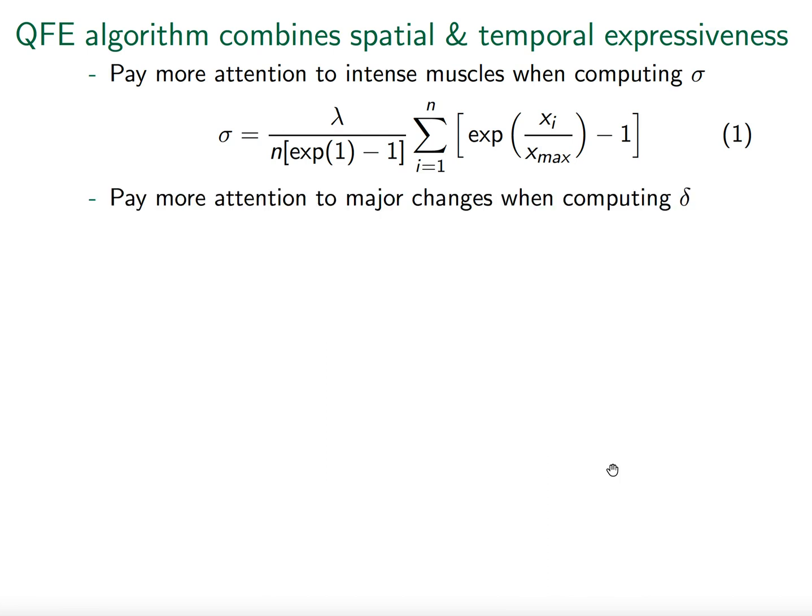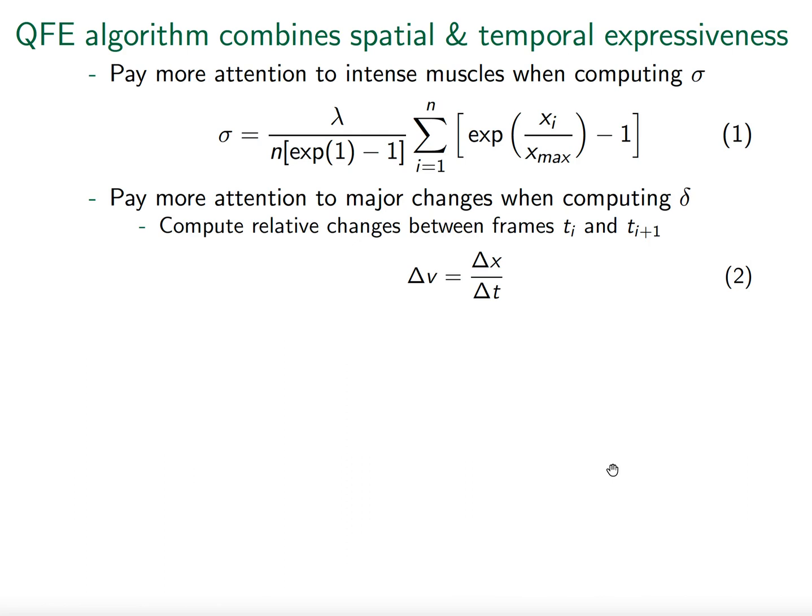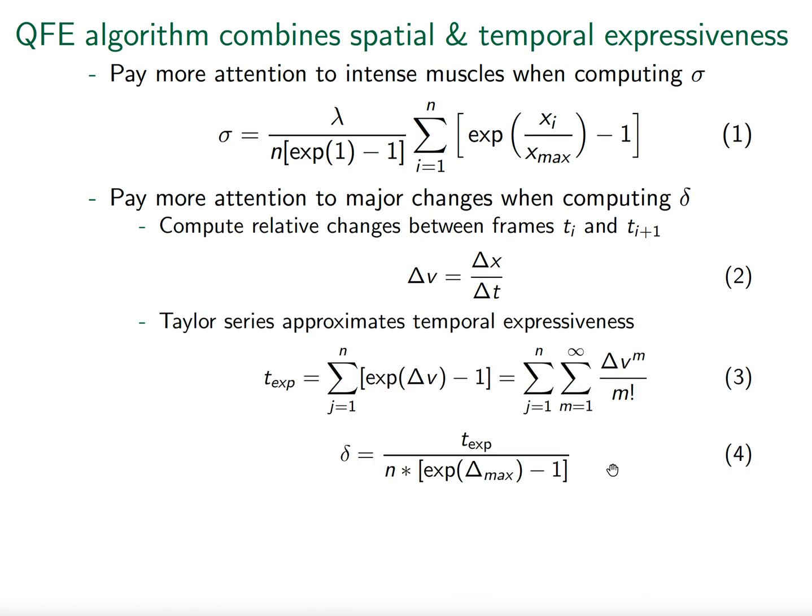Then we compute the temporal expressiveness score, and we pay more attention to major changes. First, we compute the velocity between two consecutive frames. Then we perform Taylor series approximation to estimate temporal expressiveness. And we put a bound on it to keep it in between 0 and 1.